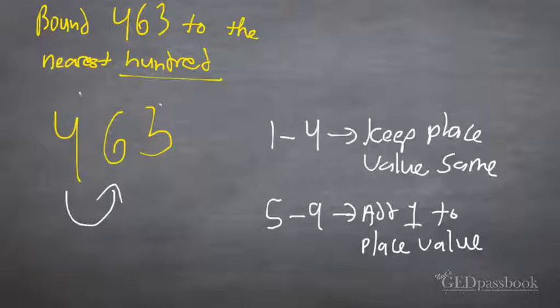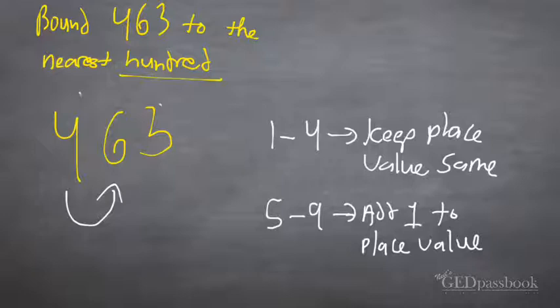Look to the right. It's a 6. What rule does it fall under? The second, 5 to 9, right? Are we seeing this rule? This 6, which one does it fall under? In between 5 and 9.